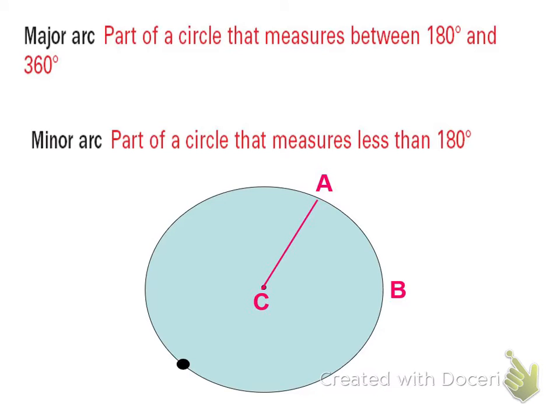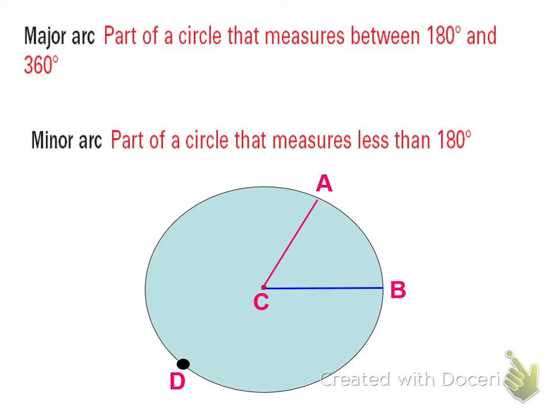Why does 180 matter in a circle? It's half, right? The whole circle is 360, 180 is half. So if it's less than half, it's minor. If you ate half of a pizza, less than half, it's pretty minor. If you eat over half, it's pretty major. Just kidding.